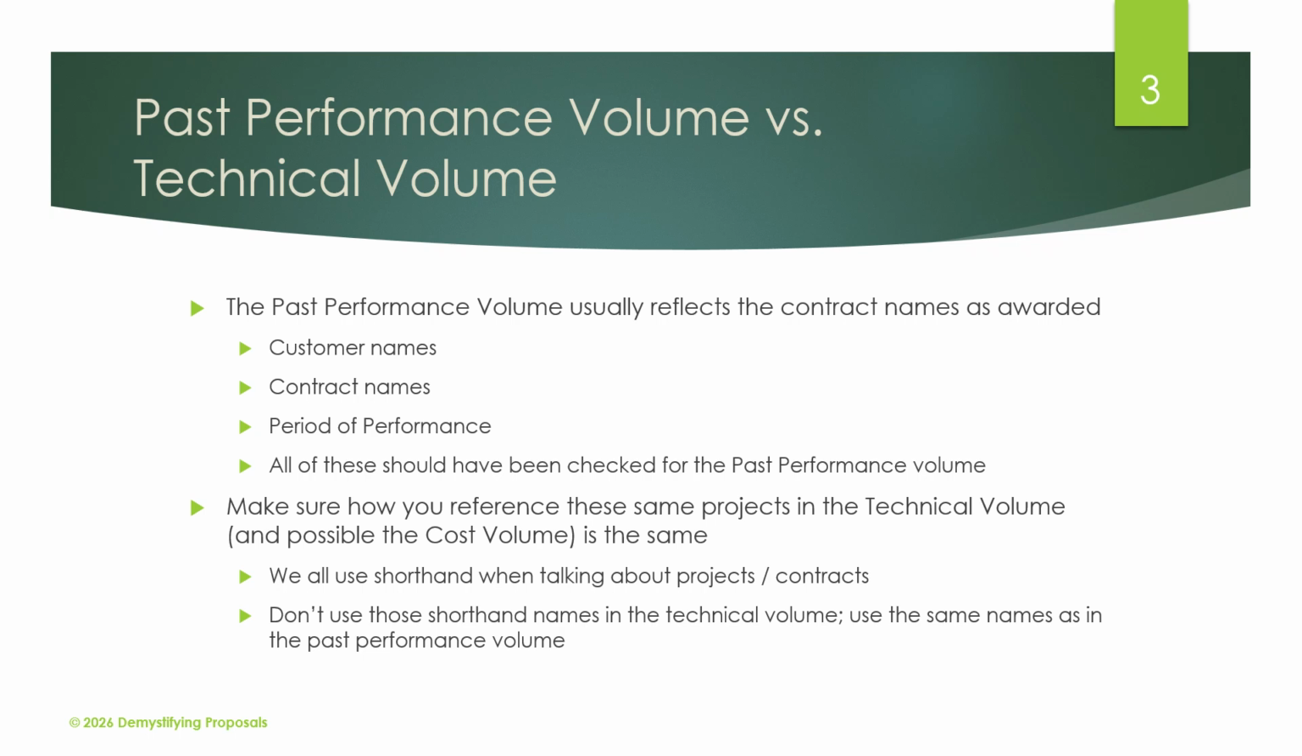Most companies have a shorthand for the projects, so they don't use the full name of the projects. You need to make sure that in the technical volume and possibly the cost volume, you use the same information that you used in the past performance volume for the contract name, at least in the first instance. If you want to use a shorthand version, then like you would an acronym, define the shorthand name in parentheses after the name of the project is spelled out completely the first time. Then you can use the shorthand name from there.